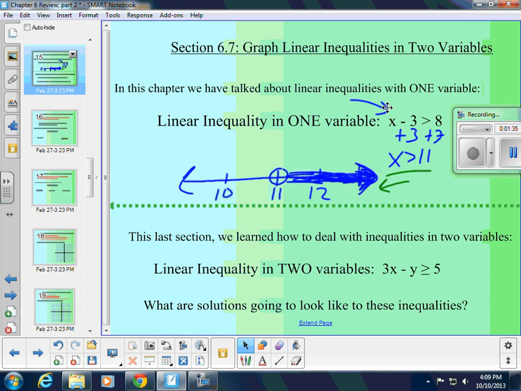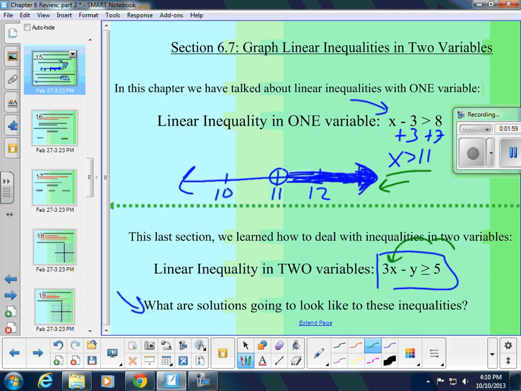Graphing with two variables, well, what are the solutions going to look like for two variables? It is going to be a little different because now I have x and y. Here's an example of what an inequality with two variables might look like. 3x minus y is greater than or equal to 5. So I'm going to need to be able to plug in an x value and a y value. And this is what this is saying. I need to find numbers that I could plug into here and here, and I plug those numbers in and evaluate. It's got to be greater than or equal to 5.